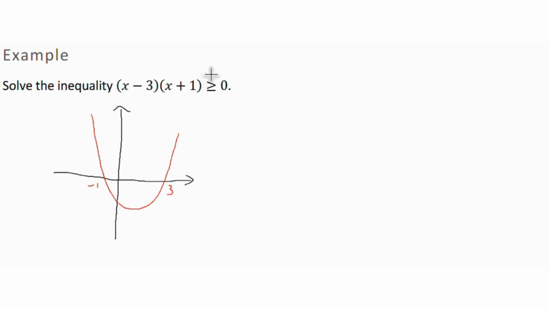Now in this question, what I want is when this graph is greater than or equal to 0. When is this function greater than or equal to 0? That is here and here, these two bits here. So now what I'm interested in is what are the x values that lead to that? The x values that lead to that are from 3 that way or from minus 1 that way, which gives me my solutions. Either x is less than or equal to negative 1 or x is greater than or equal to 3.